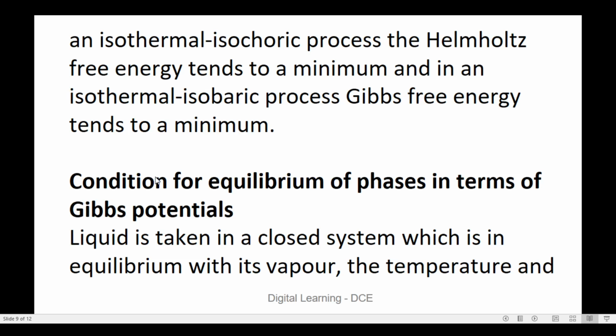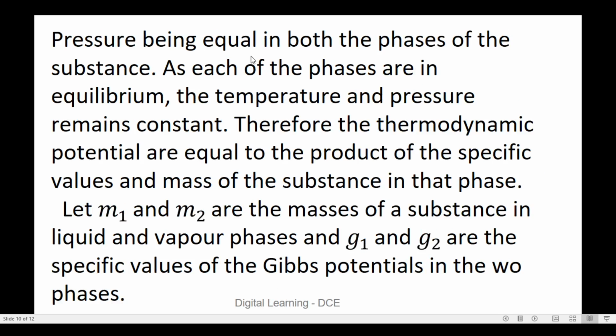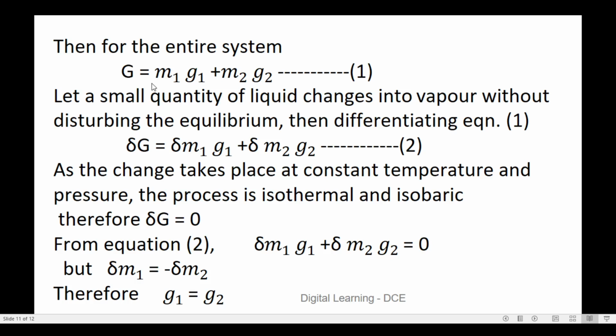So next let us consider the condition for equilibrium of phases in terms of Gibbs potential. So for that, let us consider a liquid in a closed system which is in equilibrium with its vapor. The temperature and the pressure are equal in both the phases of the substance. As the phases are in equilibrium, the temperature and pressure remain constant. Therefore, the thermodynamic potentials are equal to the product of specific values and mass of the substance in that phase. So let M1 and M2 be the masses of the substance in different phases, that is liquid and vapor respectively, and G1 and G2 are the specific values of the Gibbs potential in the two phases. So for the entire system, G equals M1 G1 plus M2 G2, call that equation 1.